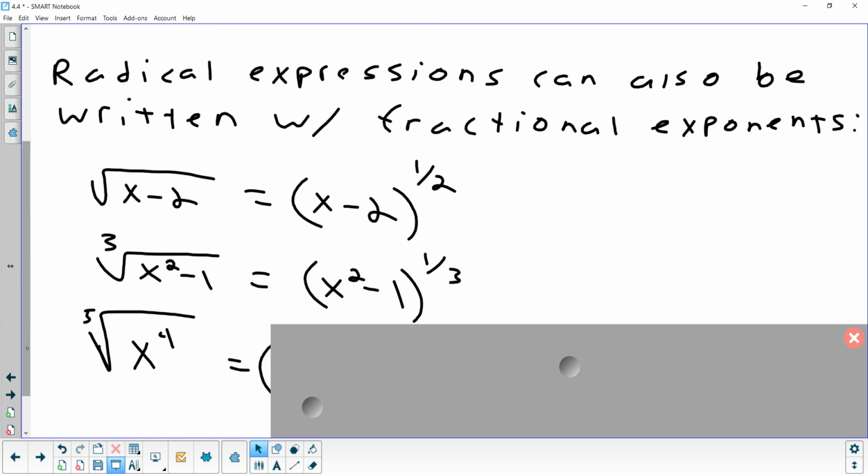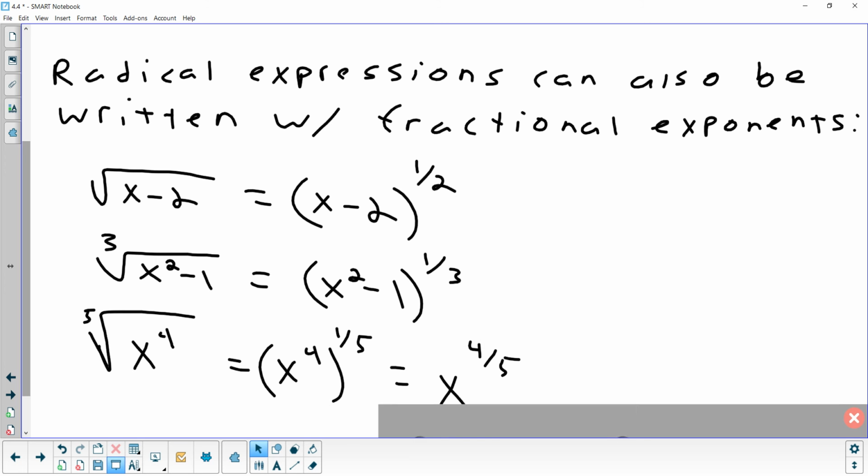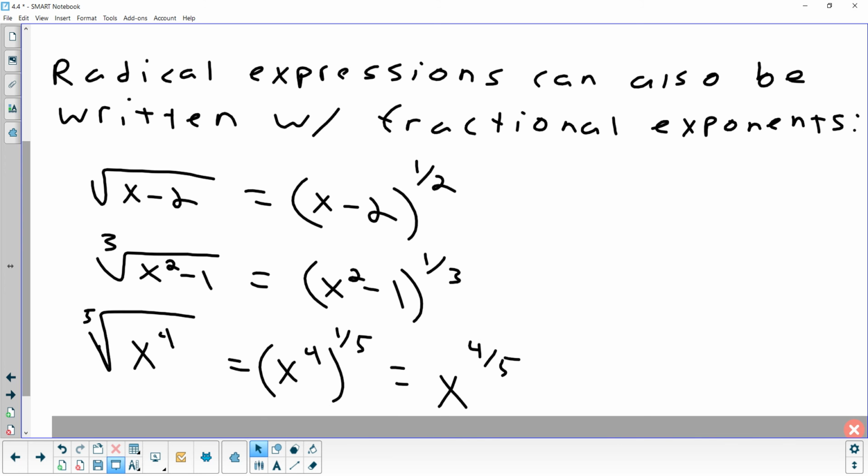This is x to the 4th, and that would be raised to what power? We're doing a 5th root. Michael? 1/5. Now you have a power to a power. X to the 4th to the 1/5. What's the rule when you have a power raised to another power? What do you do with your powers? You multiply them. So what's 4 times 1/5? 4/5. Right. So if we have something like that, we can simplify it to x to the 4/5. Any questions on that?